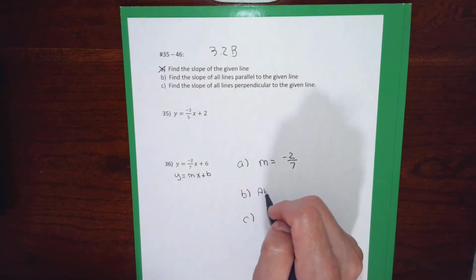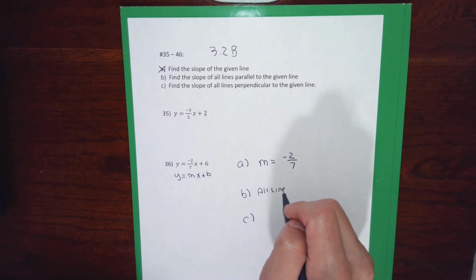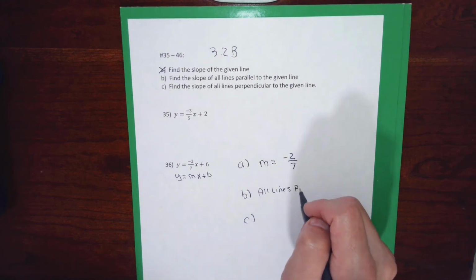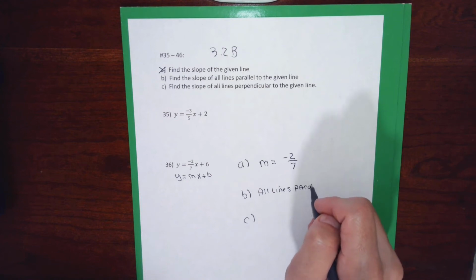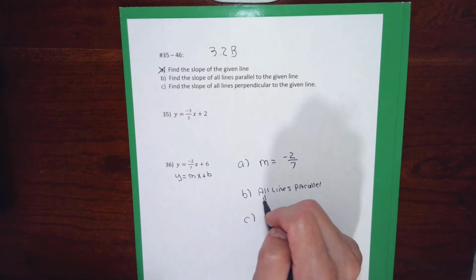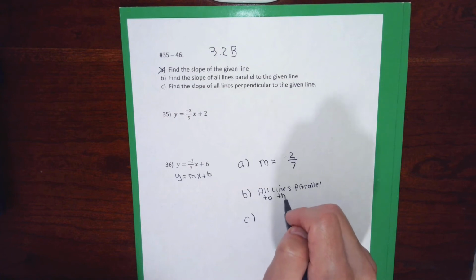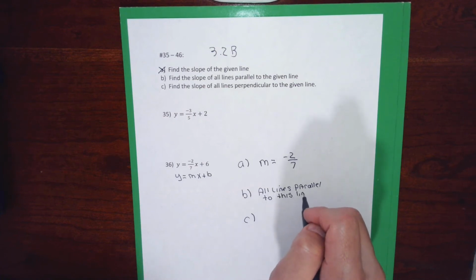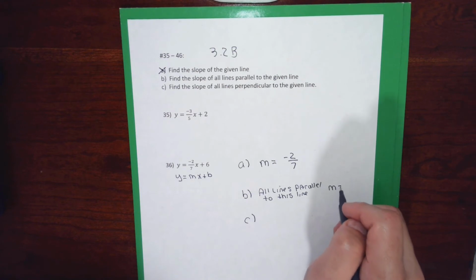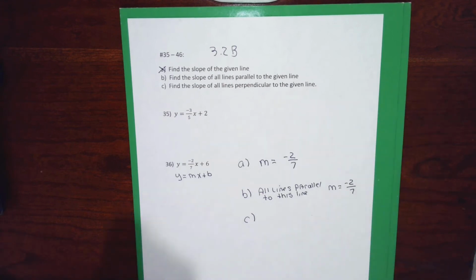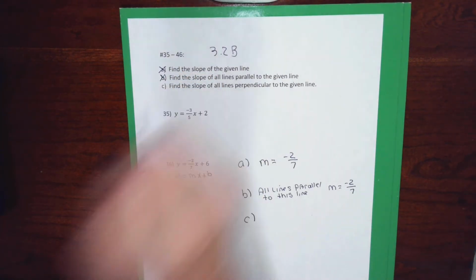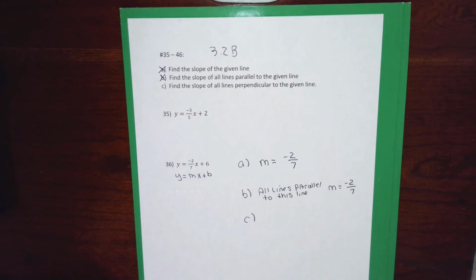And all lines parallel to this line will have the same slope, and parallel lines have equal slopes. So any line that's parallel to this line is going to have a slope of negative 2/7, because parallel lines have equal slopes. And that's the answer to part B. Find the slope of any line that's parallel to this line.